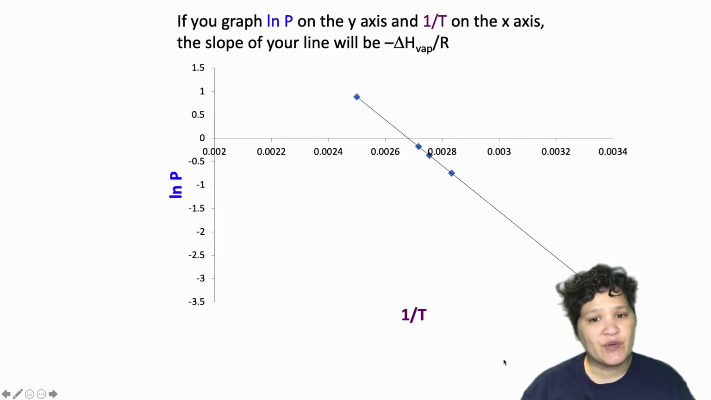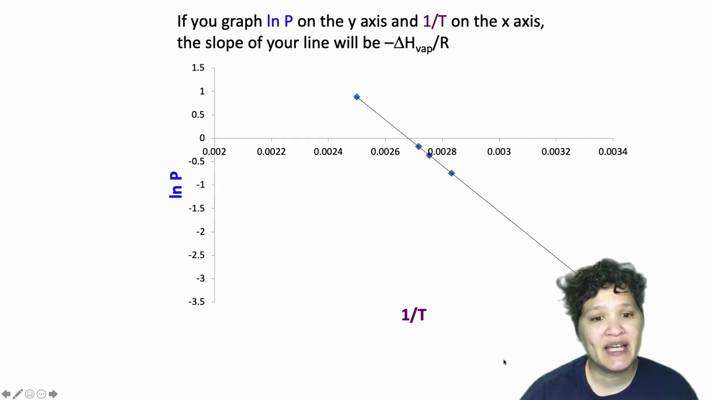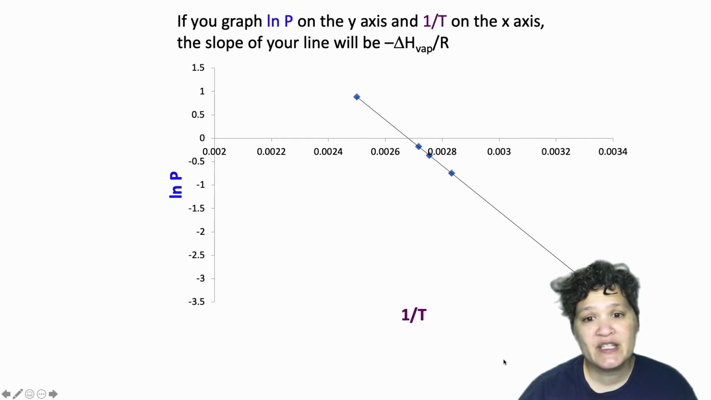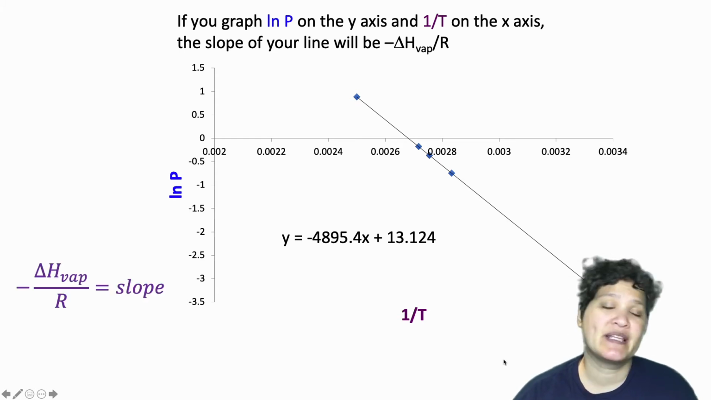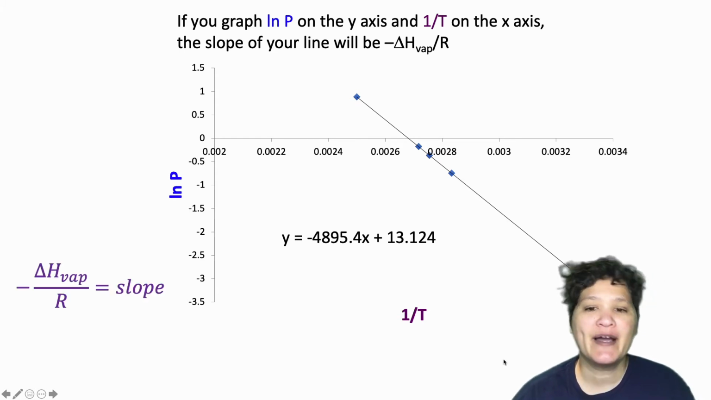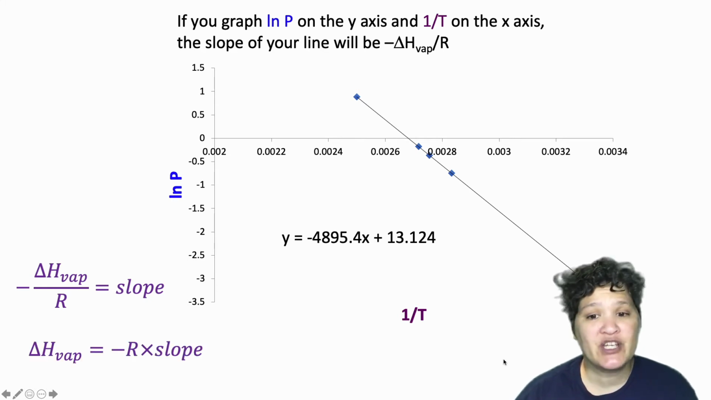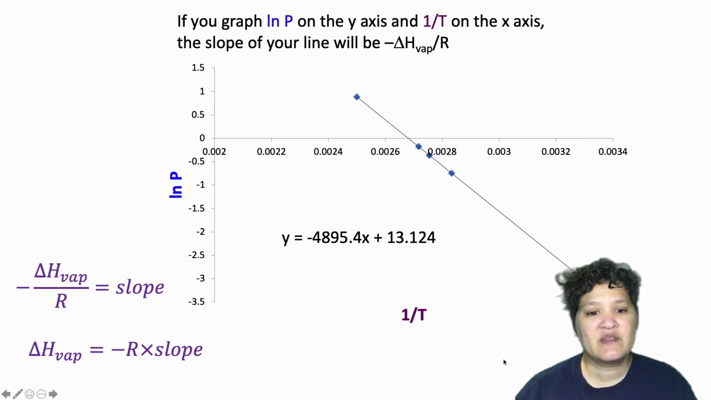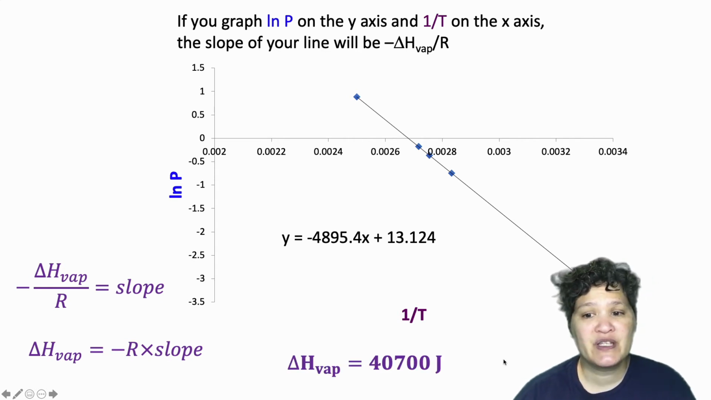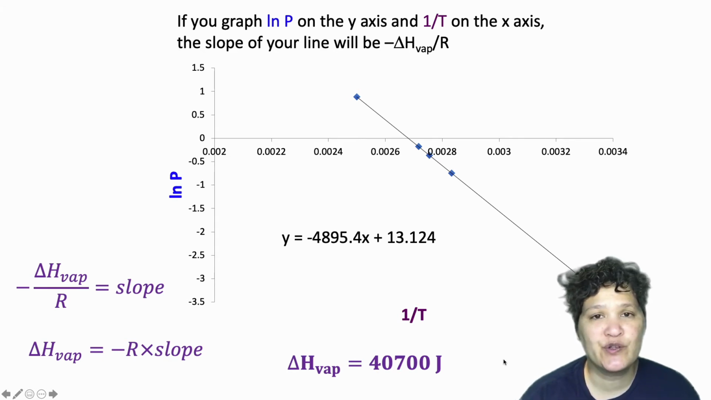So here's an example of some experimental data graphed like that. We can do a linear fit to get the equation for the line. And now remember that the slope is the negative heat of vaporization divided by R. So the heat of vaporization would be equal to negative R times the slope. This means that the heat of vaporization for this particular system is 40,700 joules, 40.7 kilojoules.